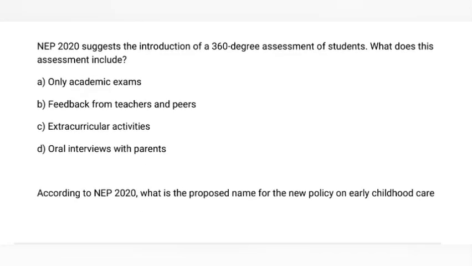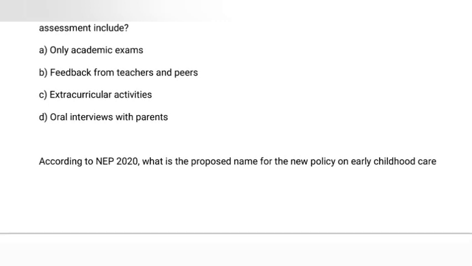Next, NEP 2020 suggests the introduction of a 360-degree assessment of students. What does this assessment include? A feedback from teachers and peers. This is our correct answer.